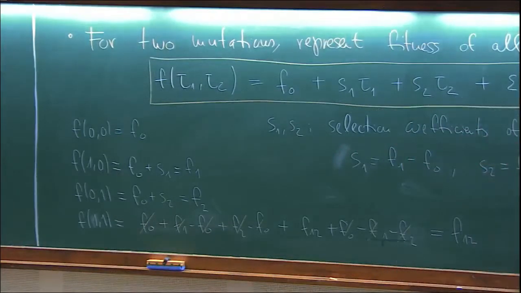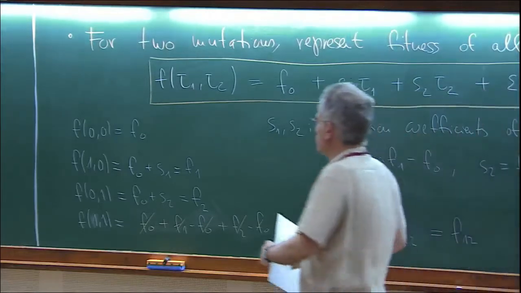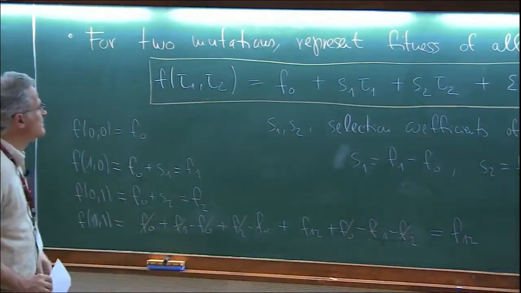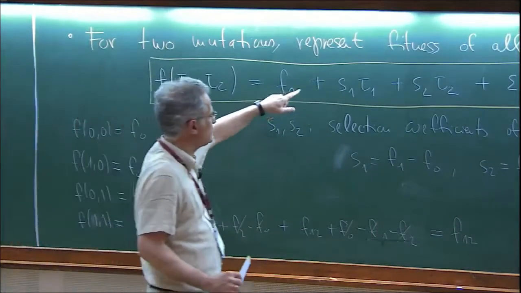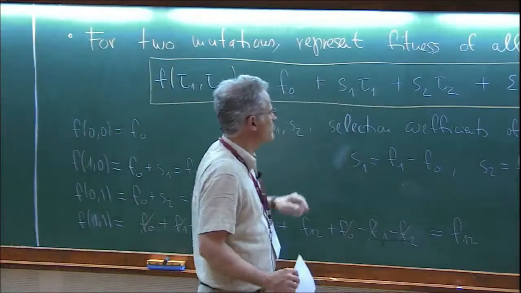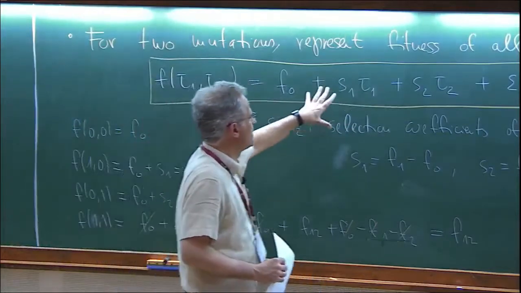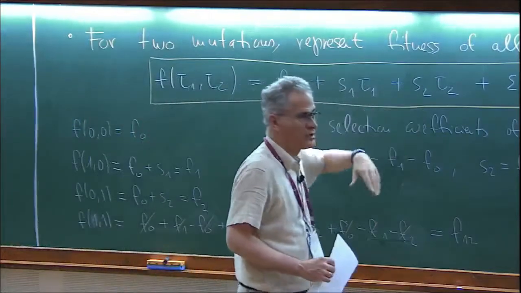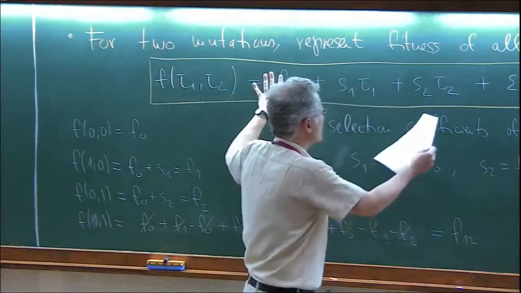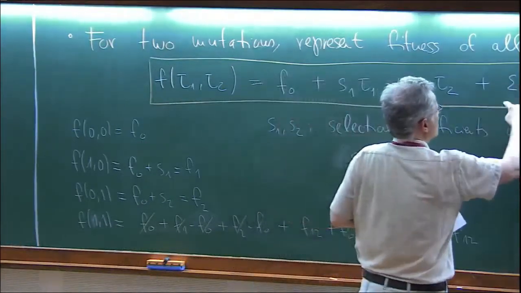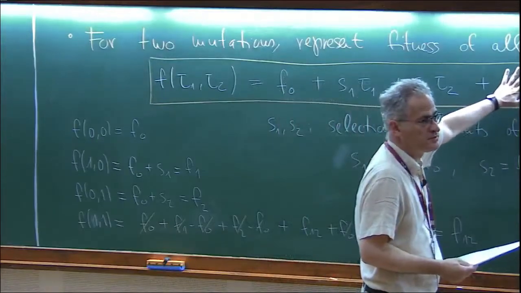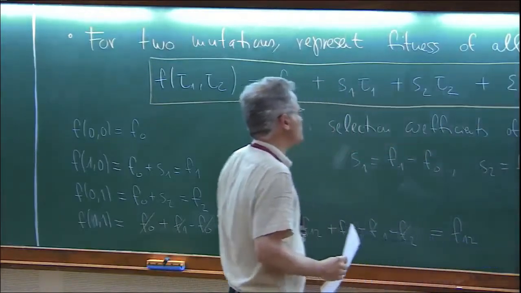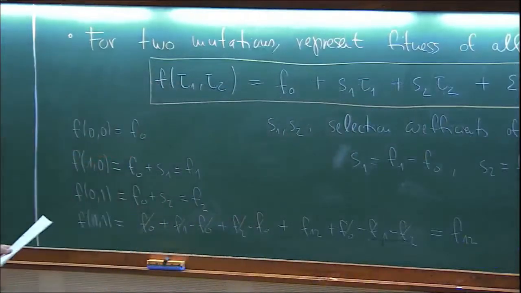So this way I can represent these four fitness values of these combinations in this form as a function of these binary variables, where you now see there are linear terms, as I was saying before. So we have linear terms, and we have a nonlinear term, and if there is no epistasis, then this nonlinear term is absent. So if there's no epistasis, then the function is linear. Okay?